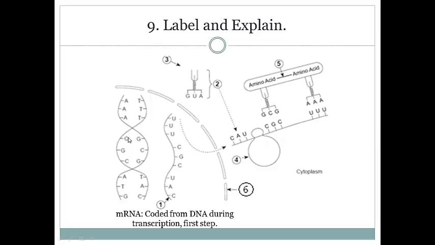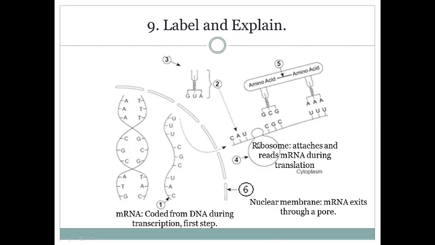What happens is an enzyme attaches onto this strand of DNA, and as it goes down the DNA, it unwinds and brings in the correct mRNA bases that match up. This is the first step of protein synthesis. Next, the mRNA is going to exit the nucleus through one of the pores in the nuclear membrane. A ribosome will then attach and read the mRNA during translation.